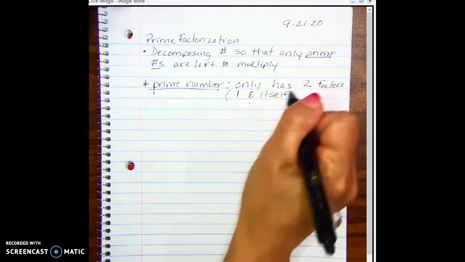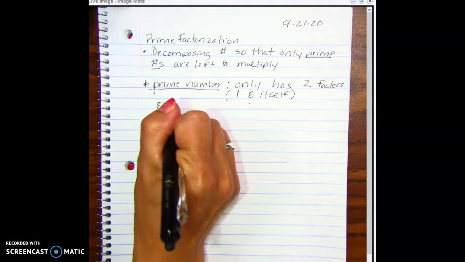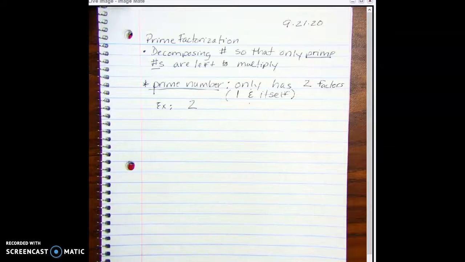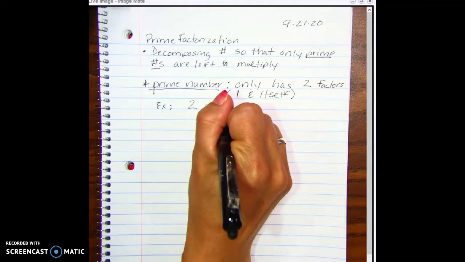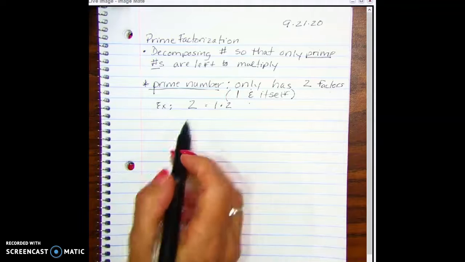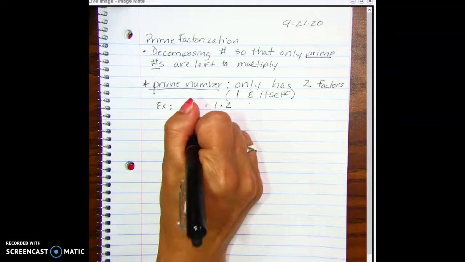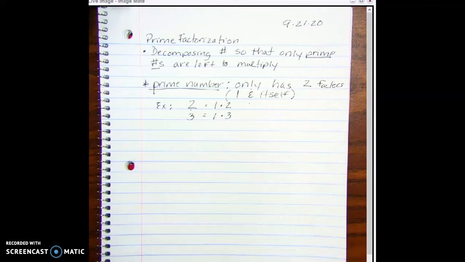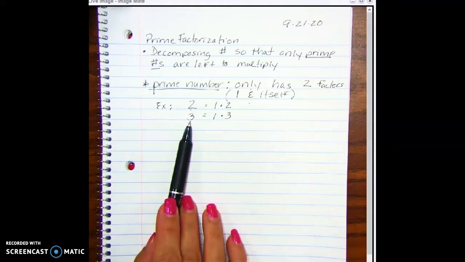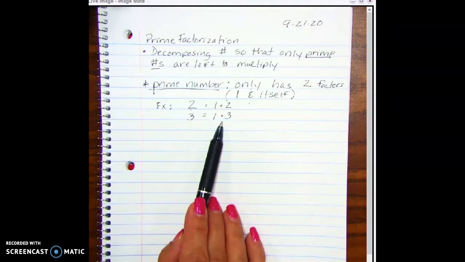Okay, so let's see what that looks like as an example. If I have the number 2, the 2 factors of 1 and itself are 1 and 2. So therefore, it is prime. Another prime number is 3, with 1 times 3. So why are those prime? Because there's no other numbers that I can multiply together to get 2 other than 1 and 2. There are no other factors that I can multiply together to get 3 other than 1 and 3 itself. So that makes it prime.